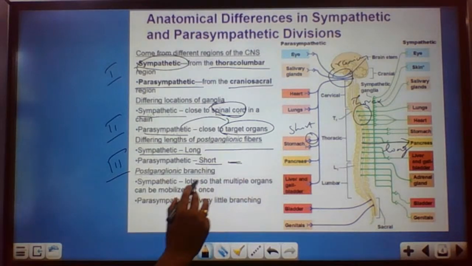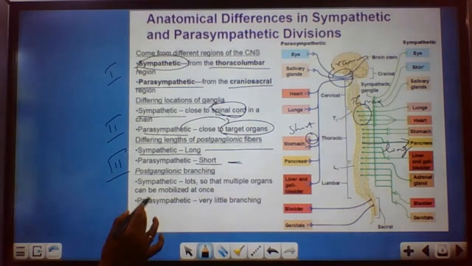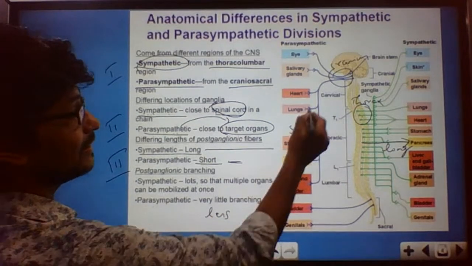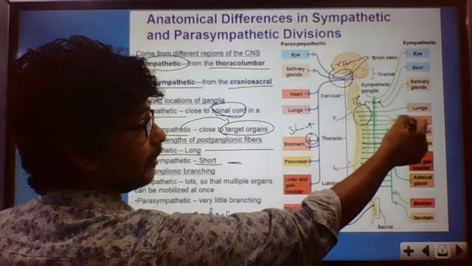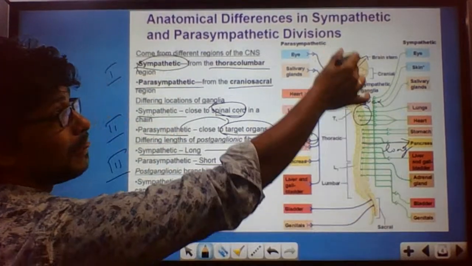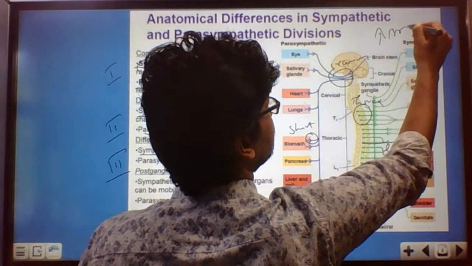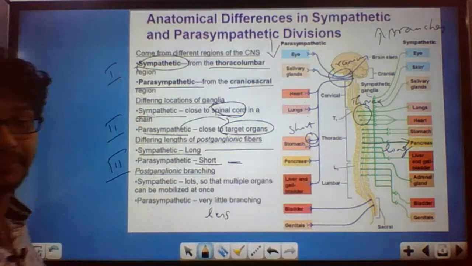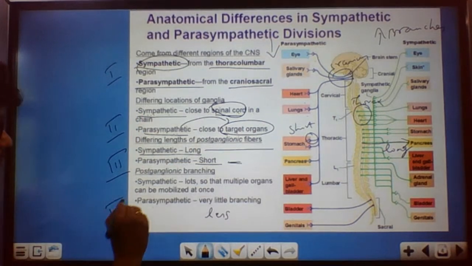And post-ganglionic branching: in sympathetic, we have lots of branches so that multiple organs can be mobilized at once. In parasympathetic, you'll have fewer branches, very few branches. But in sympathetic you have more branches. So this makes the fourth difference.